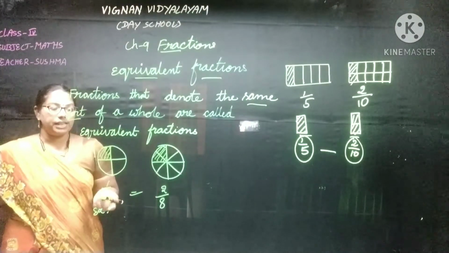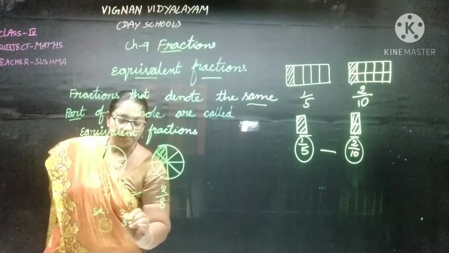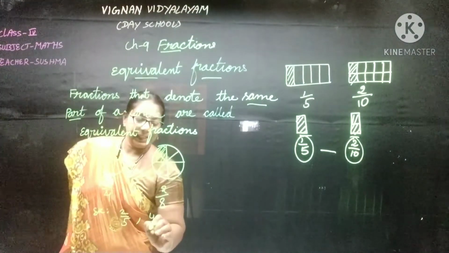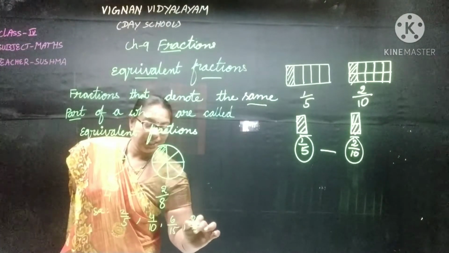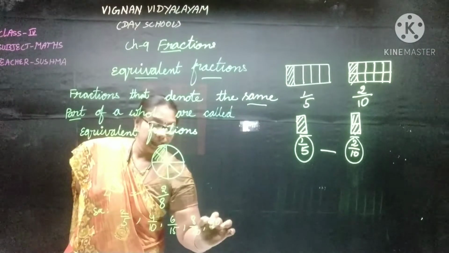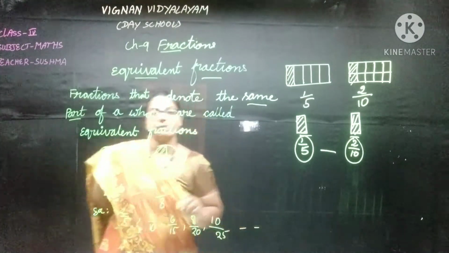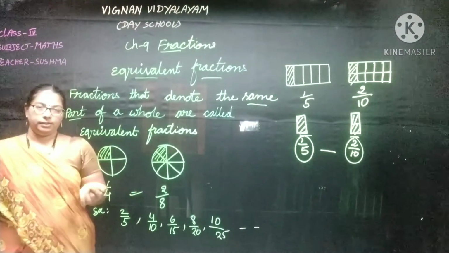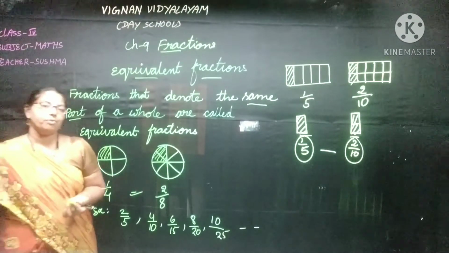What are equivalent fractions? Let us take the examples of, see, 2 by 5, 4 by 10, 6 by 15, 8 by 20, 10 by 25. All these are equivalent fractions. Means all these fractions show the same part of a whole, and these are called equivalent fractions. This is one set of equivalent fractions.